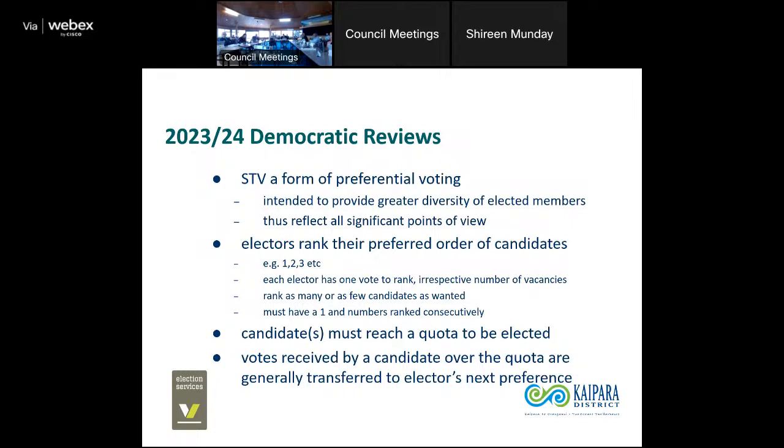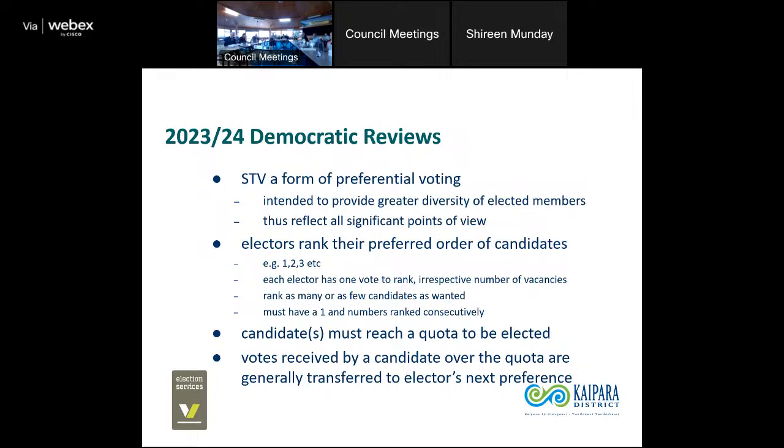How it works, electors rank their preferred order of candidates: 1, 2, 3, 4, etc. Bear in mind with STV, you get one vote only. So you may have an election for 3 councillors, 3 members, you get one vote, and then you simply rank those amongst the candidates of your choice.